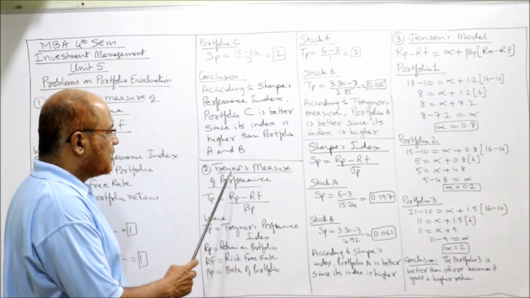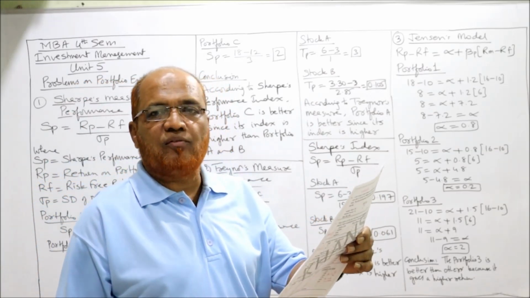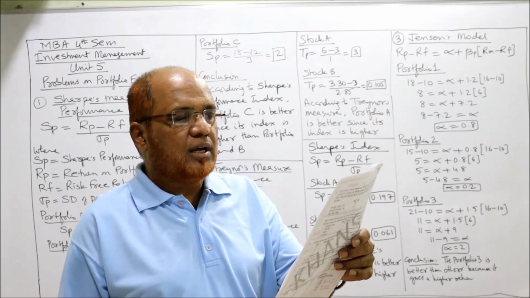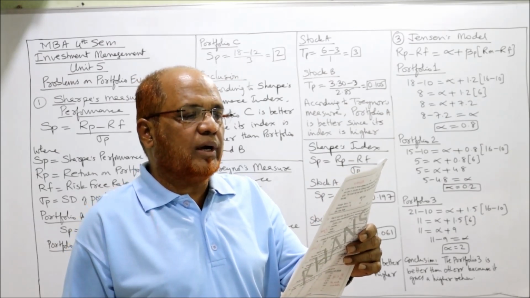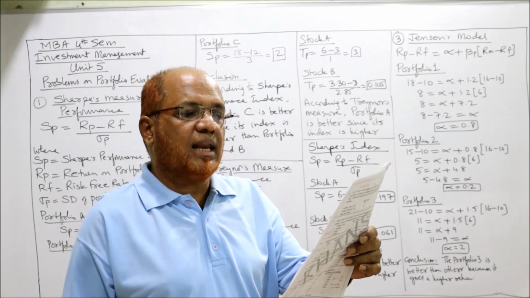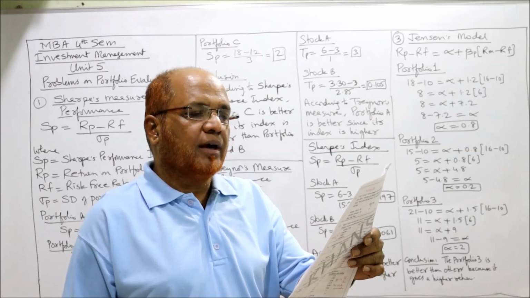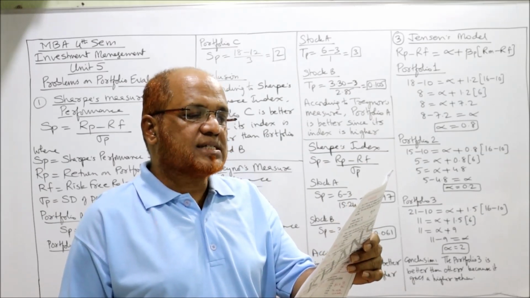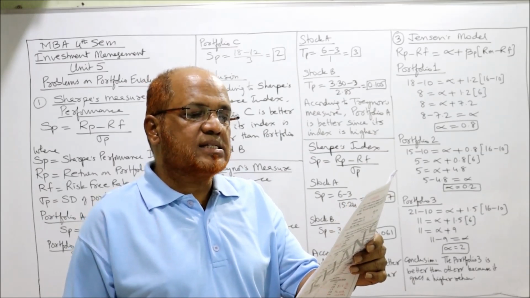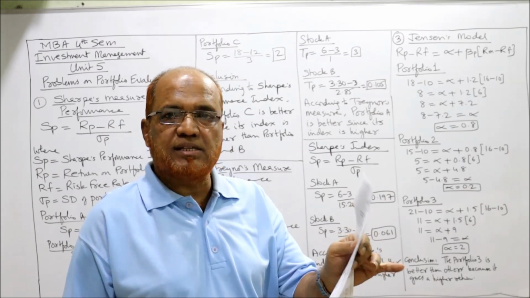So now we'll apply the formula. Here what is given in the problem is portfolio A, portfolio B. Two portfolios are given. The return of portfolio A is 6%, standard deviation 15.24, risk-free rate 3%, beta 1. For portfolio B, return is 3.3, standard deviation 4.92, risk-free rate 3, and beta is 2.85. This is the data given.